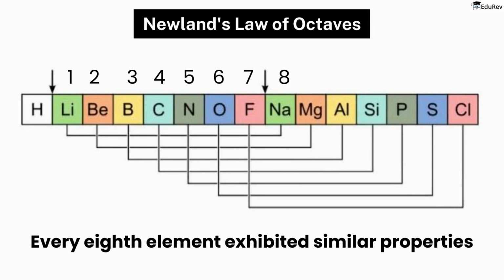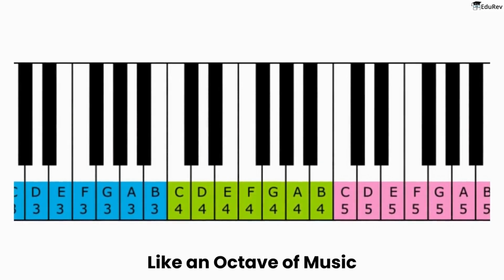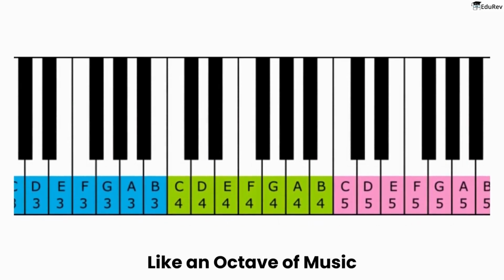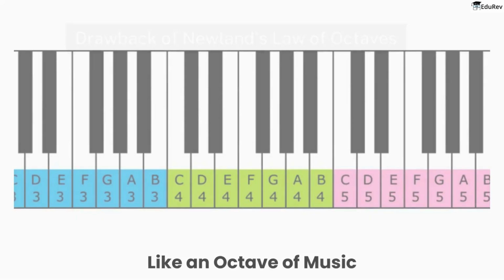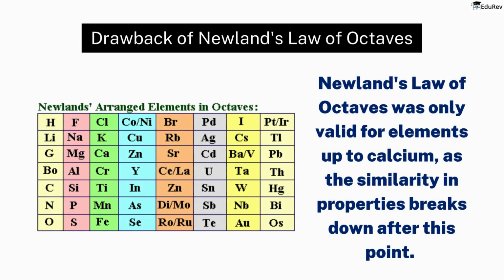Example: if we start with lithium as the first element, we find that the 8th element from it is sodium, having similar properties to lithium, and sodium is having similar properties to potassium. Newlands compared the similarity between the elements to the octaves of music, where every 8th note is comparable to the first. However, there is an important limitation to Newland's law of octaves.